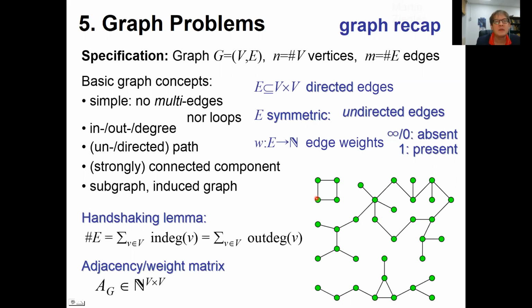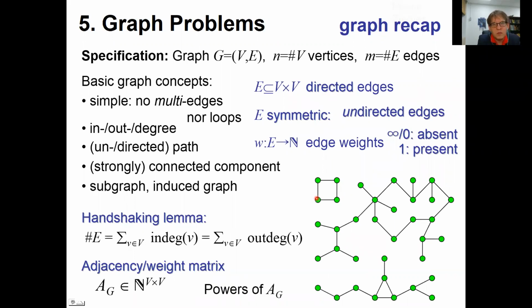A subgraph is simply a graph which uses a subset of the vertices and a subset of the edges. And an induced subgraph is one that only uses a subset of the vertices and all edges that are connected to this subset of the vertices. So that's an induced subgraph.